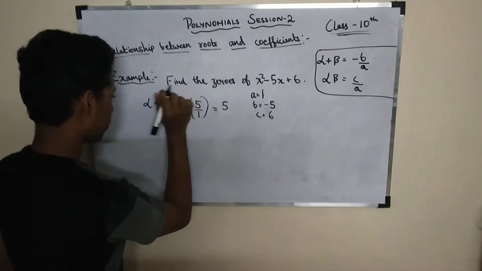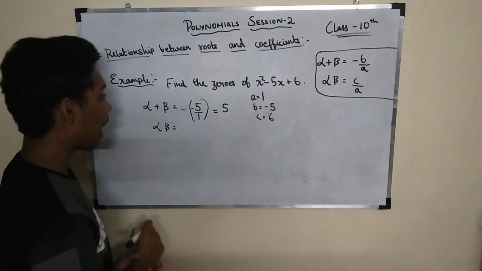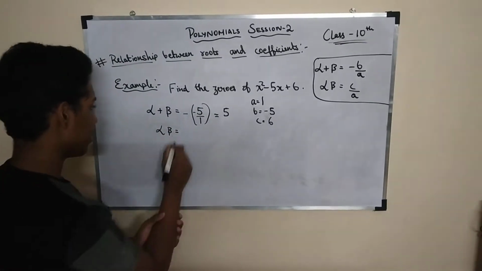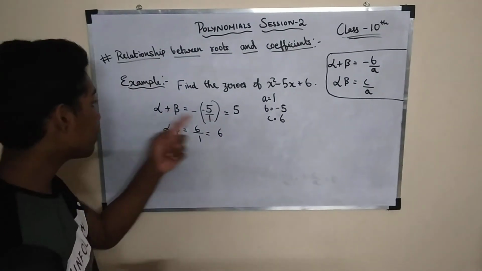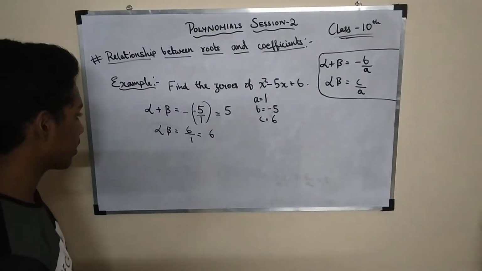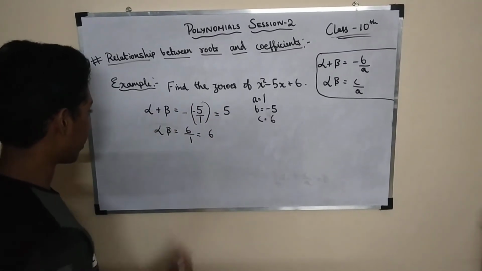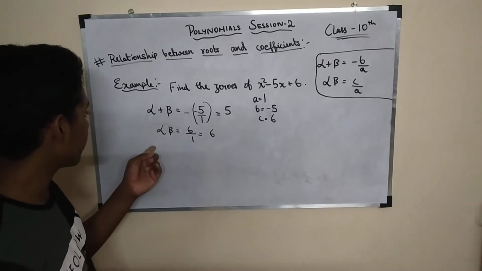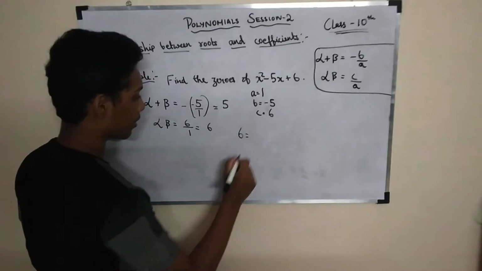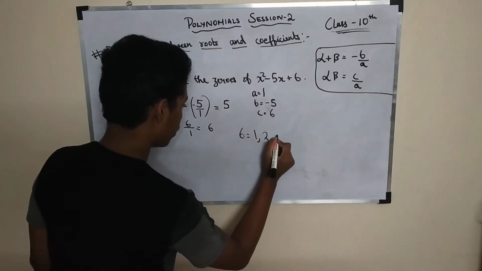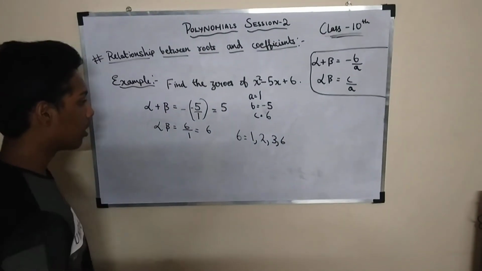Now alpha times beta. Alpha times beta will give you c by a. 6 by 1, which is 6. So alpha plus beta is 5. Alpha beta is 6. So let's try to solve for alpha and beta. Now what are the possible values, the factors for 6? 1, 2, 3 and 6. That's it, right?